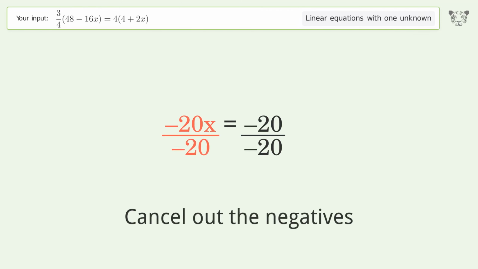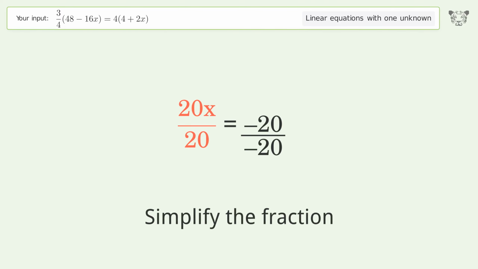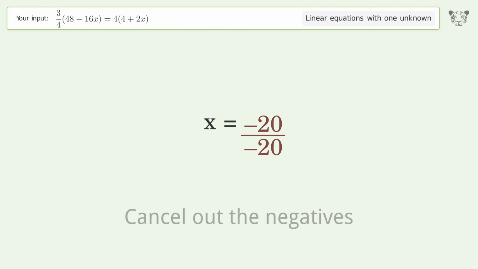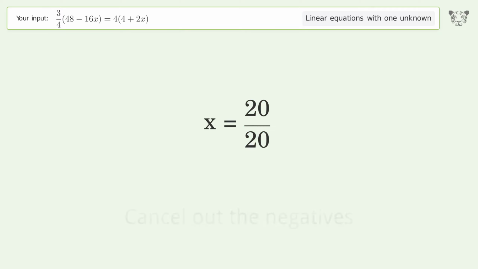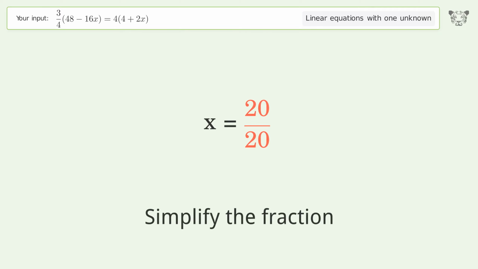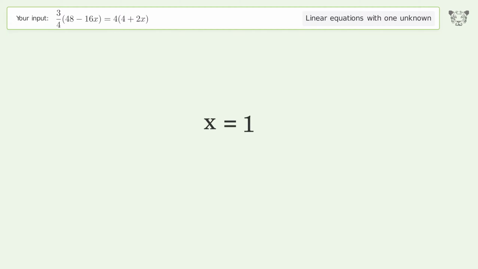Cancel out the negatives. Simplify the fraction. Cancel out the negatives. Simplify the fraction. And so the final result is x equals 1.